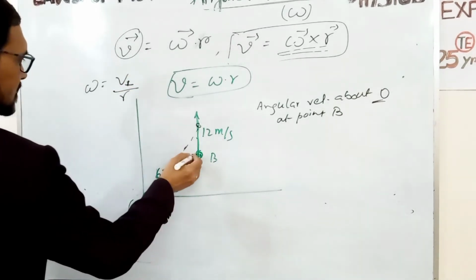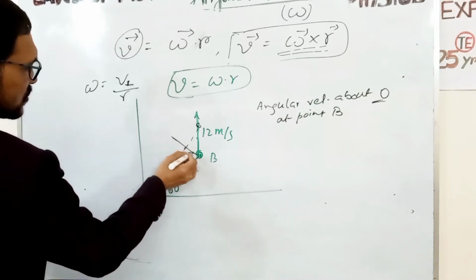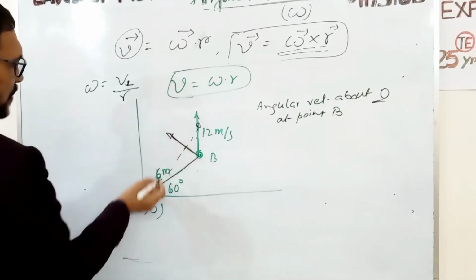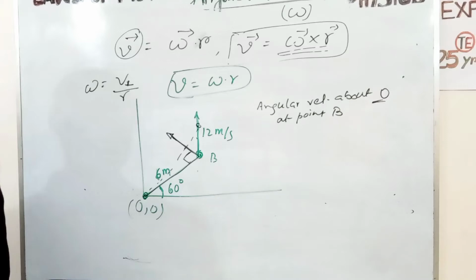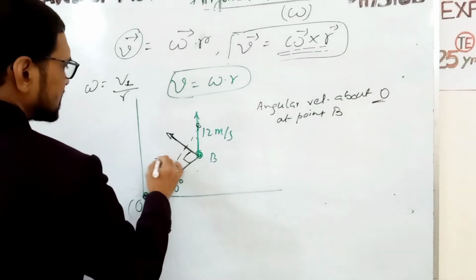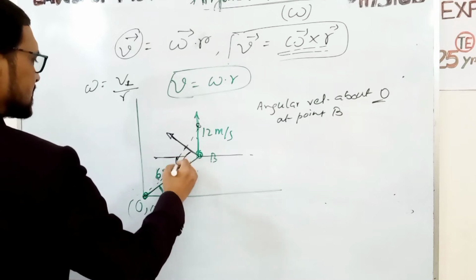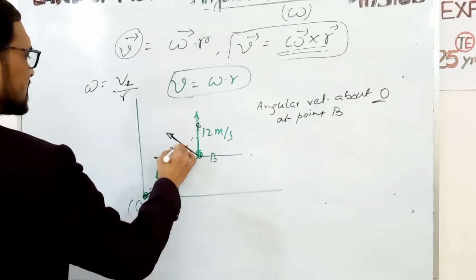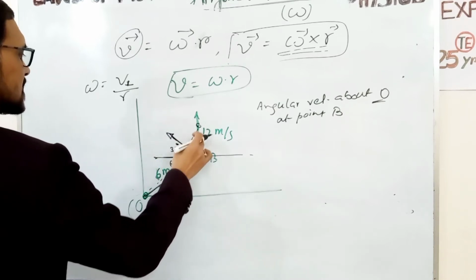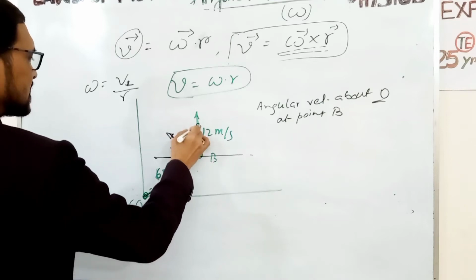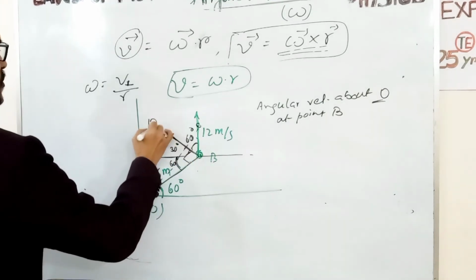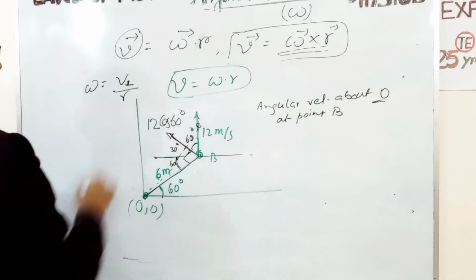Now if we take the perpendicular component, that is this component, we have to take this component perpendicular to r. If this angle is 60 degree, then this angle is 60 degree, this angle is 60 degree, so this is 30 degree. Now this and this is perpendicular, so this is 60 degree. So this component will be 12 cos 60 degree.